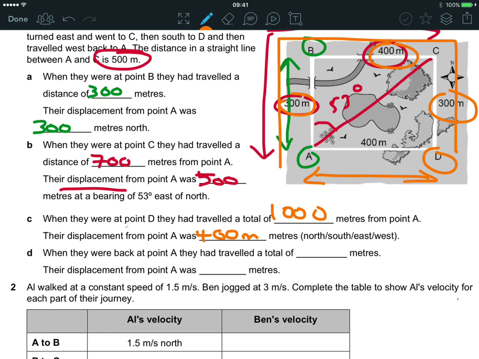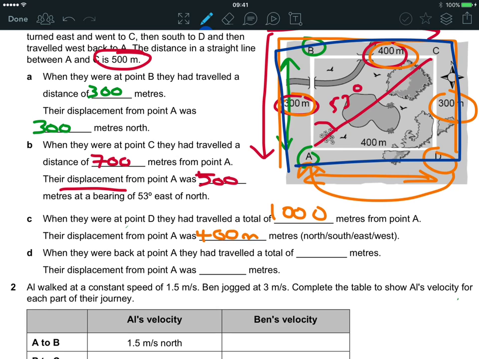When they are back at point A, so this is now when they've come back to point A, they have travelled a total distance of how many metres? Well, that's going to be all the way around the entire rectangle, which I've drawn in blue, 300 plus 400 plus 300 plus 400, so that's going to be 1,400, let's write that in, 1,400 metres, but their displacement from A, so the displacement from where they started really, the displacement is going to be 0. It's like they haven't actually moved anywhere, even though they have travelled a distance of 1,400 metres.